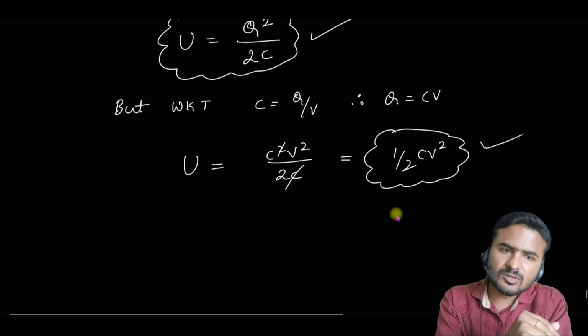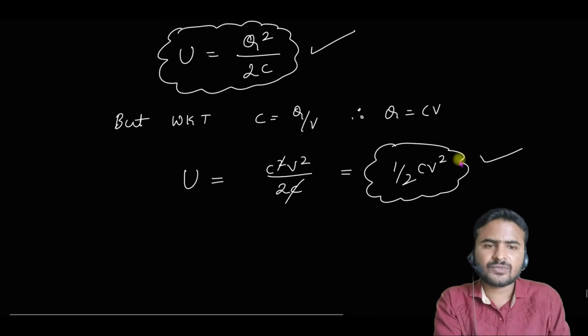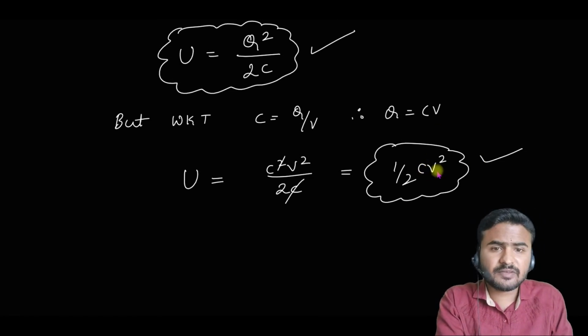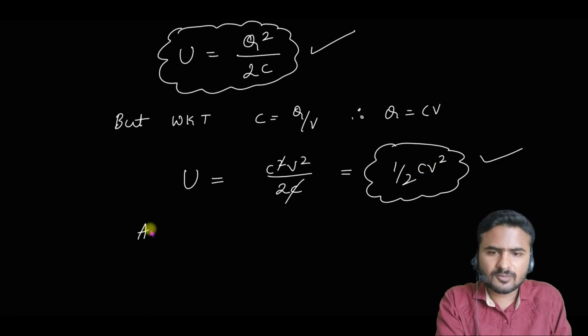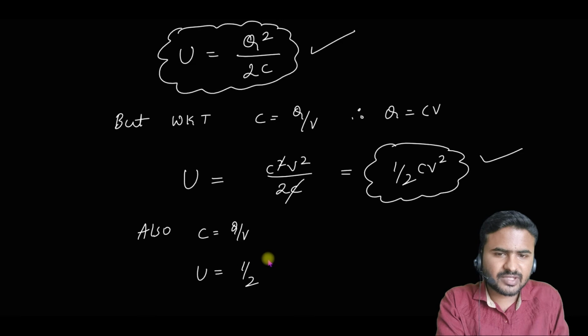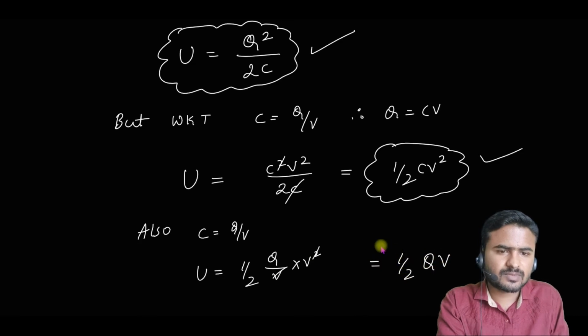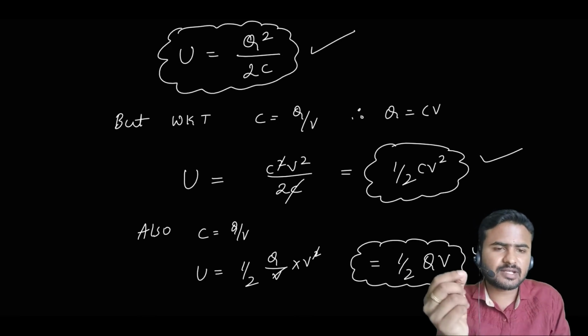All right. Now the same formula can also be rewritten differently. We can write C is equal to Q by V. You can substitute C is equal to Q by V in the above formula. You will get U is equal to half, in place of C you write Q by V, into V squared, and one V will get cancelled. You are getting it as half of Q into V. So this is another formula for the energy stored in the capacitor in terms of Q and V.